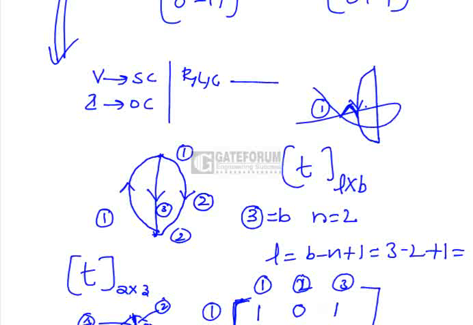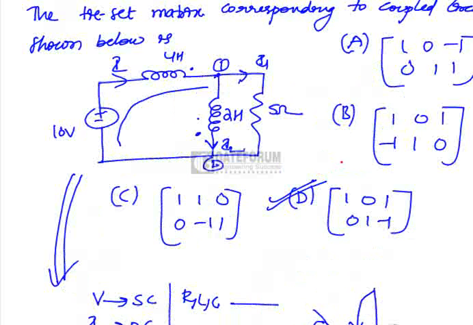Now consider the second loop. In the second loop we have only branches 2 and 3, so the loop 1 entry should be 0. Now consider the loop current direction, which is clockwise. It is the same as the direction of current in branch 2, so it is plus 1. Similarly, the loop current is opposite to that of branch current 3, so this is minus 1. So the answer is option D.